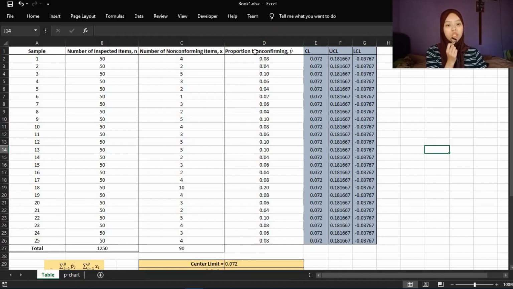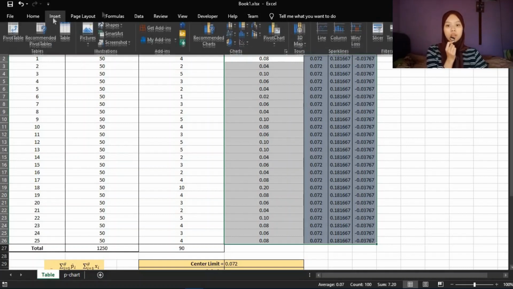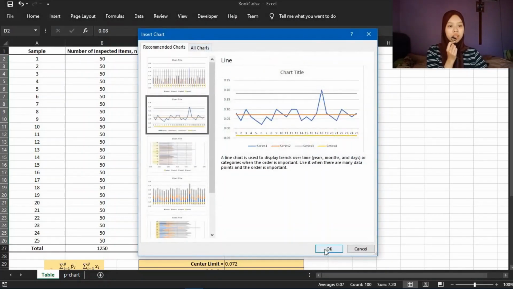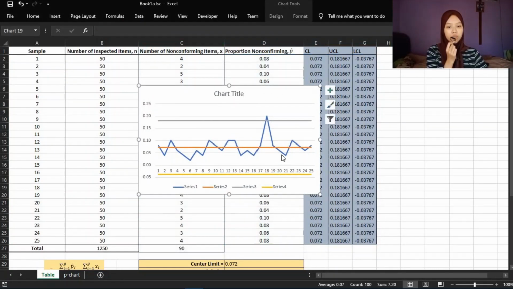And for how to plot the chart, first we have to highlight these 4 columns: proportion non-conforming, center limit, upper control limit, and lower control limit, because all we want in that chart is these 4. And then go to Insert, click on Recommended Charts, and choose the line chart. And here is the chart that we got for the P chart.